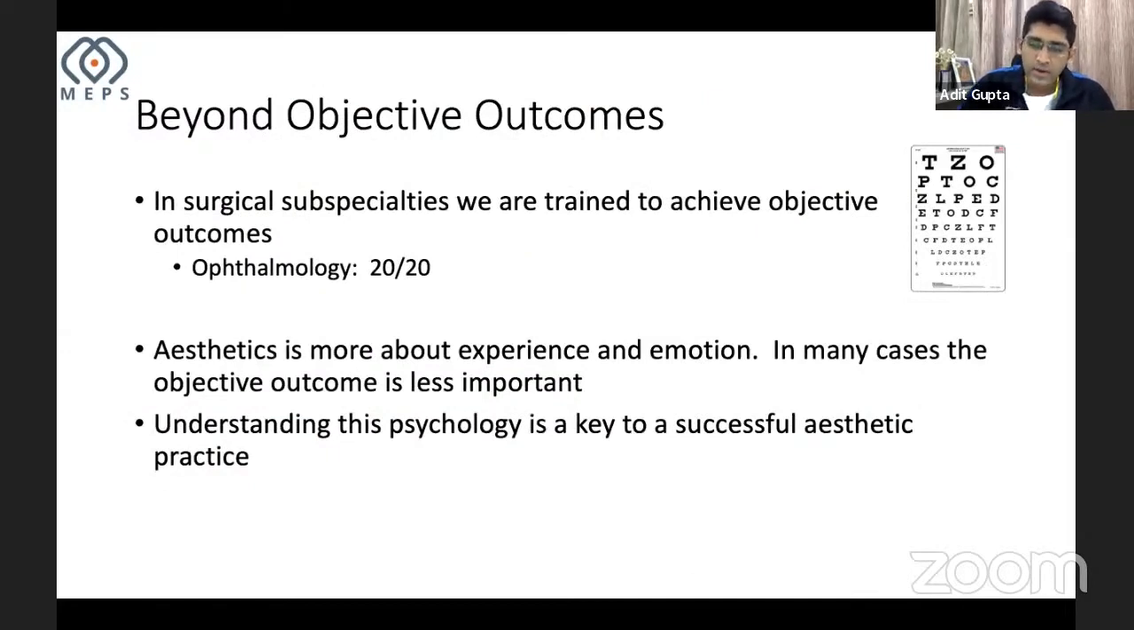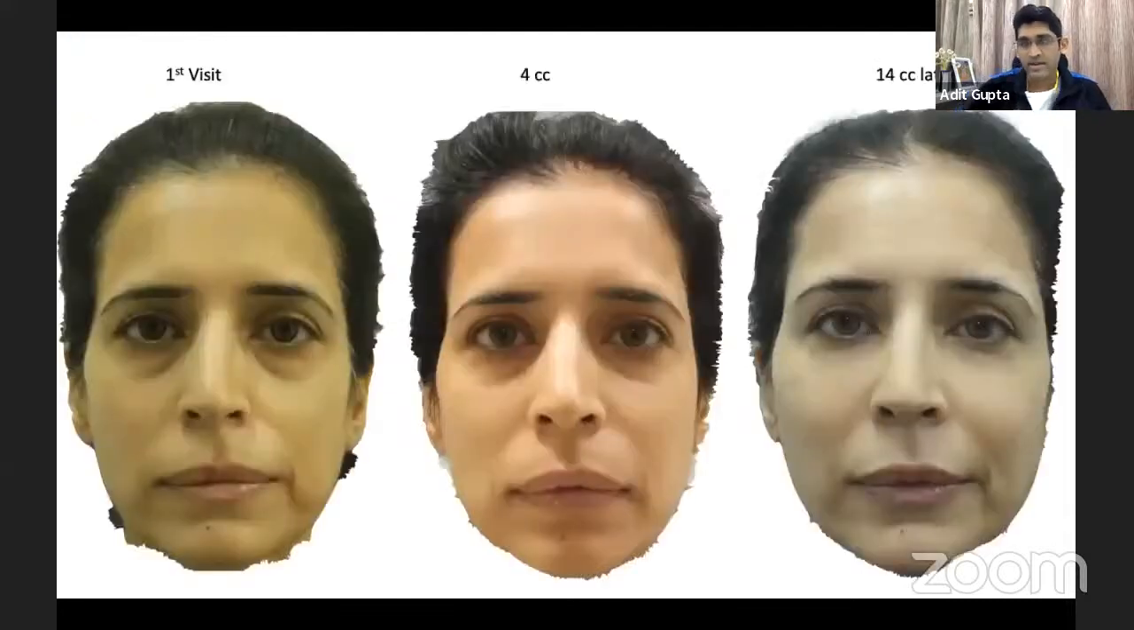But if we look into how to choose an ideal filler patient, we need to understand that although we are ophthalmologists to begin with, in surgical subspecialties like ophthalmology, we have certain objective outcomes to look at. Like after a cataract surgery or after a LASIK refractive procedure, you would look to achieve good vision, which we can objectify by reading the Snellen's chart. But aesthetics, on the other hand, is more about experience and emotion. In many cases, we all get shocked that the objective outcome is not important, but understanding the psychology of a patient is the key to a successful aesthetic practice.